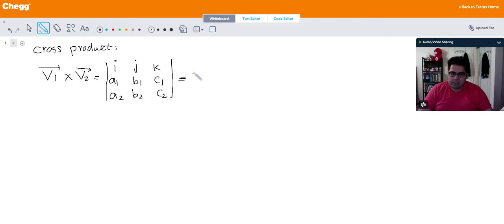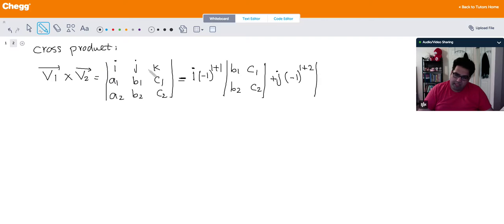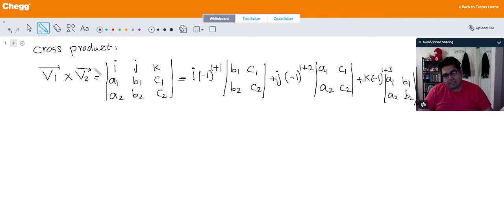So how are you going to do this? I have i times negative 1 to the power of 1 plus 1, because the position of i is going to be first row and first column. So that's why 1 plus 1. And then if I cancel the first row and first column, I'm left with b1, c1, b2, c2. That's a determinant obtained by canceling first row and first column. Then I go to j, negative 1 to the power of first row, second column, so it's 1 plus 2. Determinant of, if I cancel first row and the second column, I'm left with a1, c1, a2, c2. And then finally plus k, negative 1 to the power of first row, third column, so it's 1 plus 3. And then I'm left with the determinant a1, b1, a2, b2. So this determinant is basically obtained by canceling the first row and the third column.